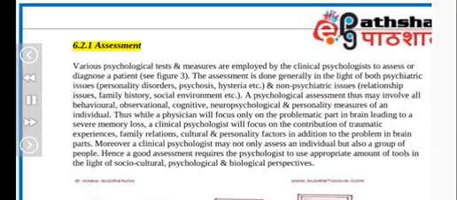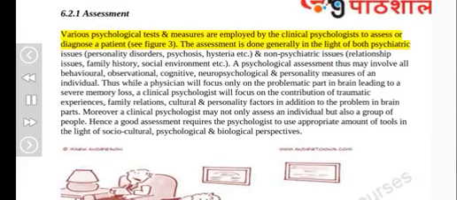6.2.1 Assessment. Various psychological tests and measures are employed by the clinical psychologists to assess or diagnose a patient. See figure 3. The assessment is done generally in the light of both psychiatric issues, personality disorders, psychosis, hysteria, etc., and non-psychiatric issues, relationship issues, family history, social environment, etc. A psychological assessment thus may involve all behavioral, observational, cognitive, neuropsychological and personality measures of an individual.